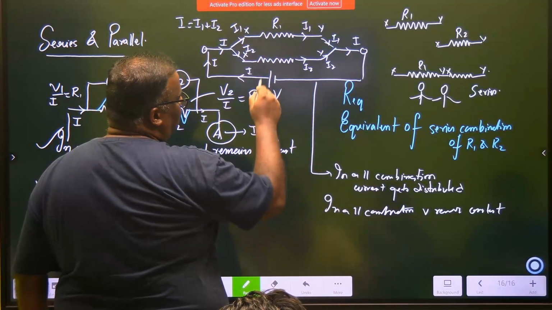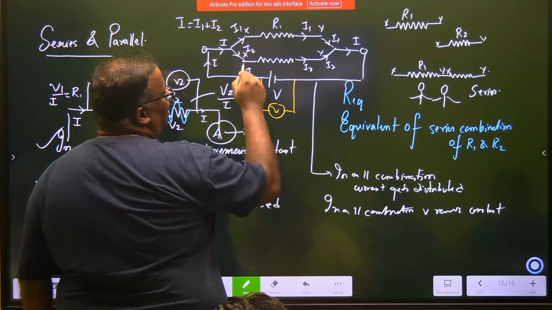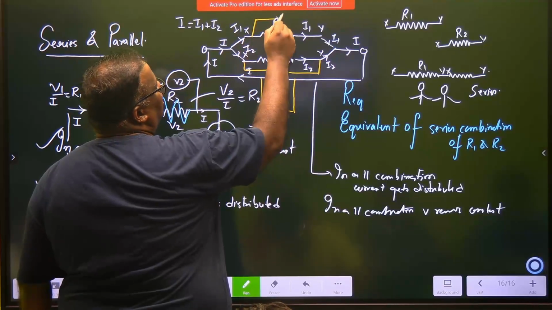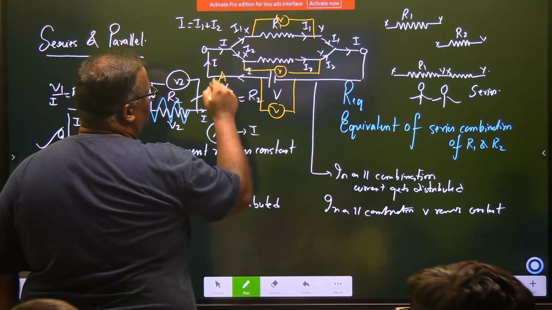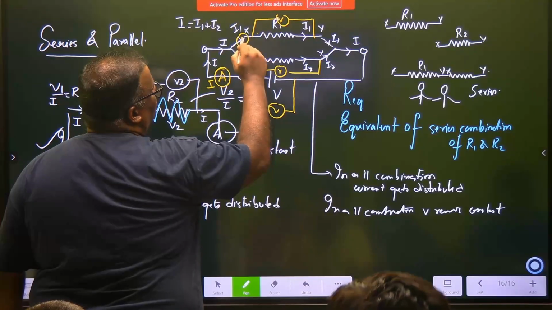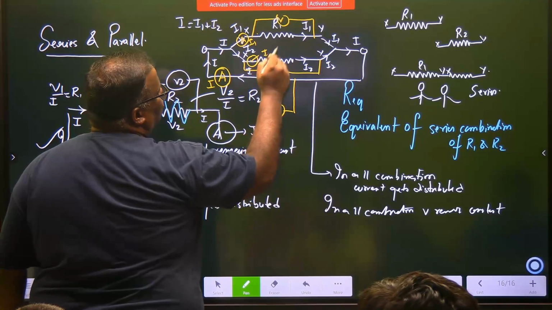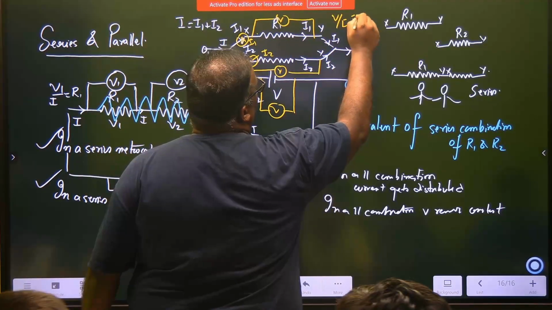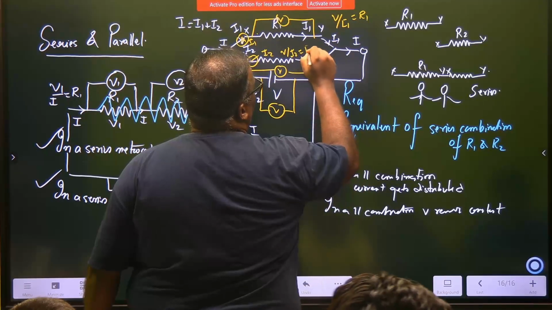Have you understood? So let's make some diagrams out here. If I put a voltmeter out here, how much will it read? V. Here? V. Here? V. But if I put an ammeter out here, how much will it read? I. Here? I1. Here? I2. So the relation I will get is V by I1 will be R1 and V by I2 will be R2.